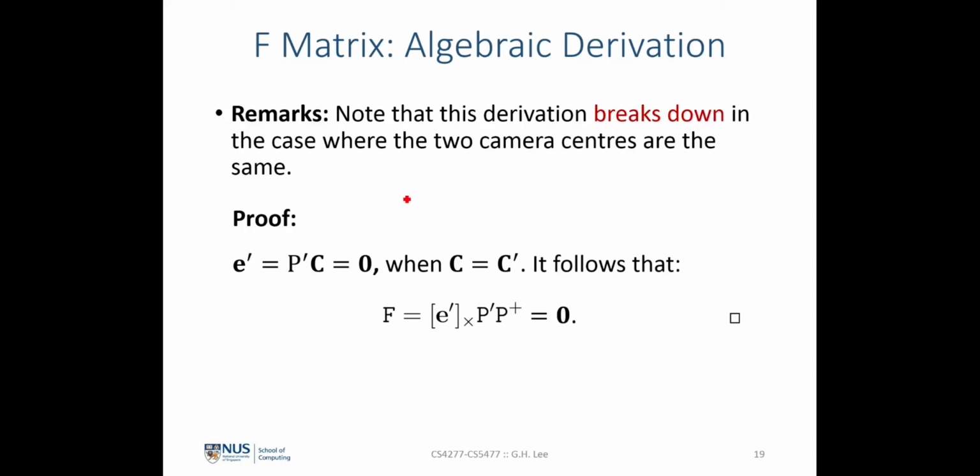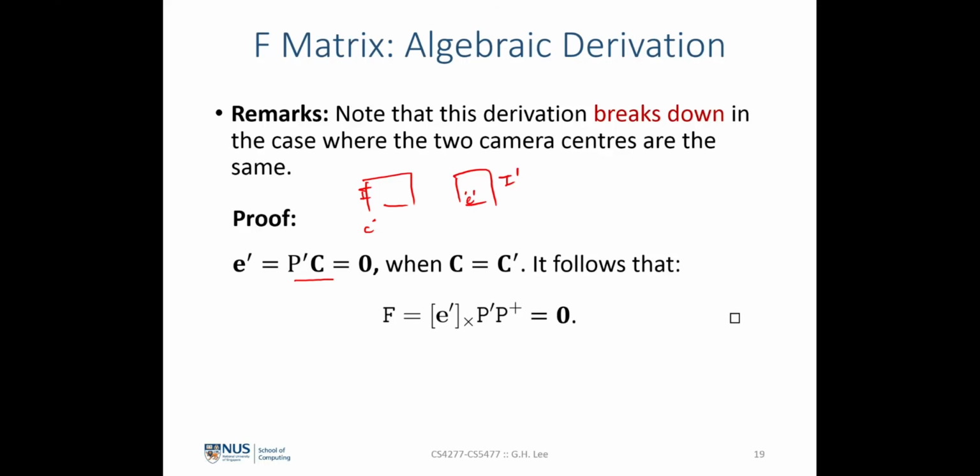So the proof is here. We have seen earlier on that the epipole on the second view, so here are two views, I and I prime. The epipole, which we define as E prime in the second view, is simply equal to the camera center of the first view being projected into the second view, which is P prime multiplied by C.